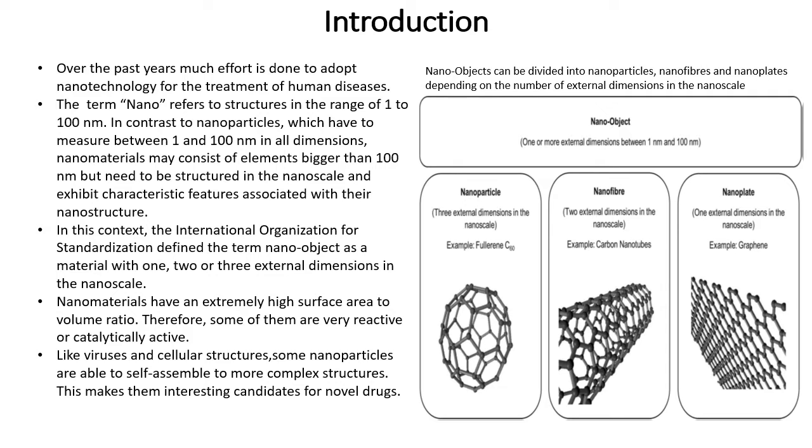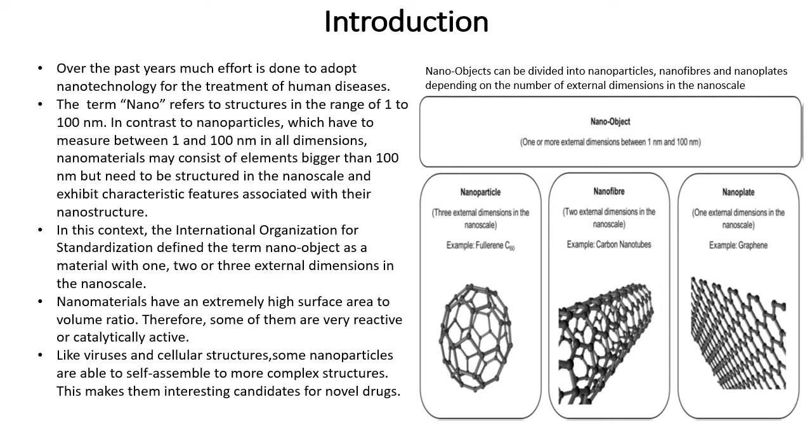The term nano refers to structures in the range of 1 to 100 nanometers, in contrast to nanoparticles, which have to measure between 1 and 100 nanometers in all dimensions. Nanomaterials may consist of elements bigger than 100 nanometers but need to be structured in the nanoscale and exhibit characteristic features associated with the nanostructure.